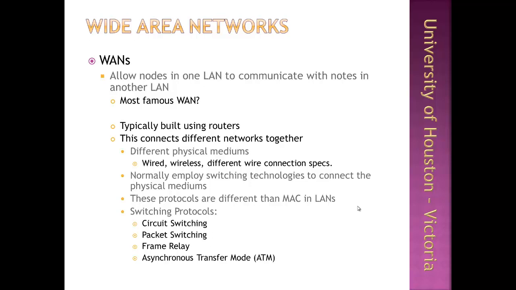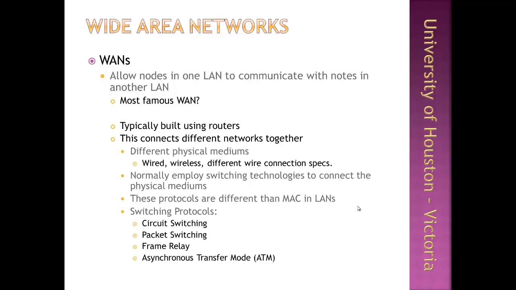Probably the most well-known WAN is the internet. So if you're asked what the internet is and what the difference between the internet and the web is, the answer is simply that the internet is the biggest WAN, or wide area network, that connects all of the local area networks, or all of the Ethernets. And the web is a protocol and a service on the internet.